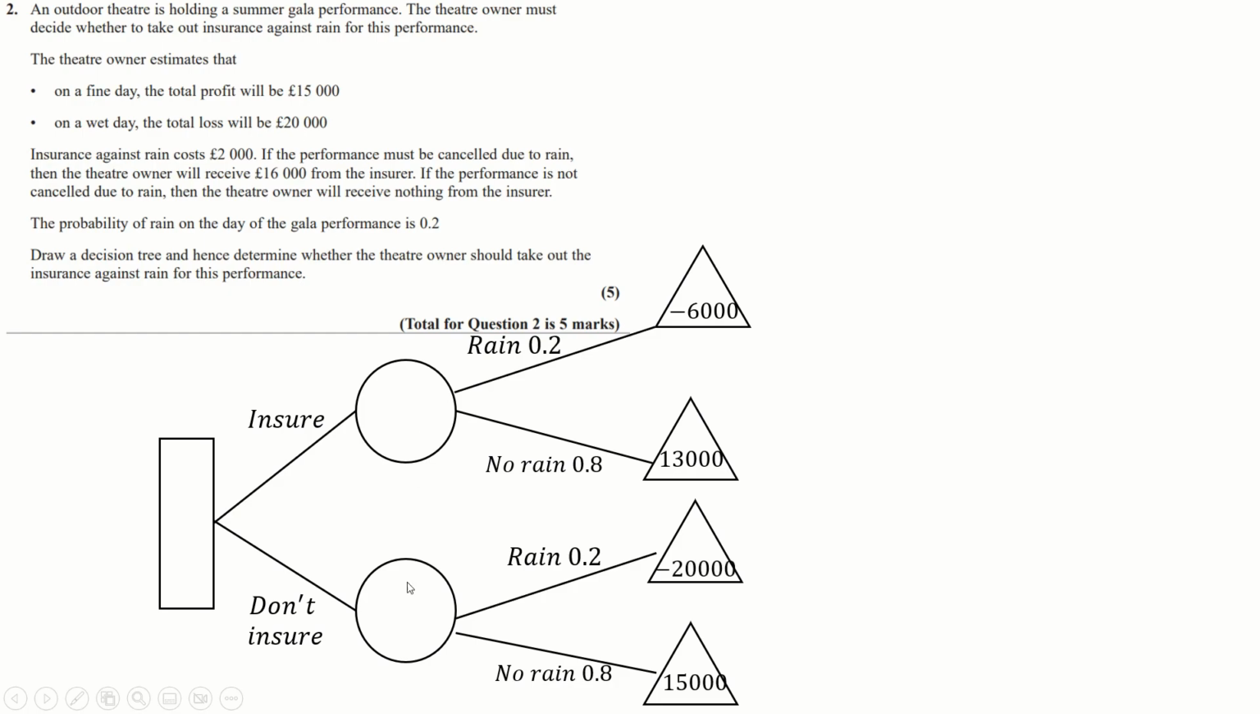And now we just work out the numbers inside these two circles by doing this times this plus this times this. Gives us this one. And likewise, this times this plus this times this gives us this one here. And we find that the larger value comes with insurance, so we will be taking that value and we will be insuring, since that gets us a higher predicted value.